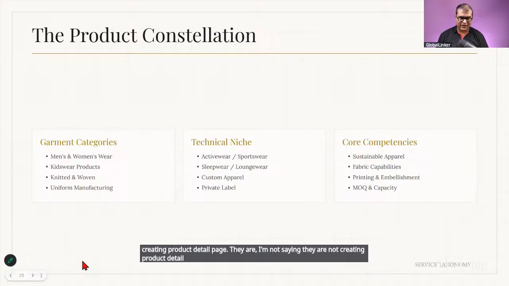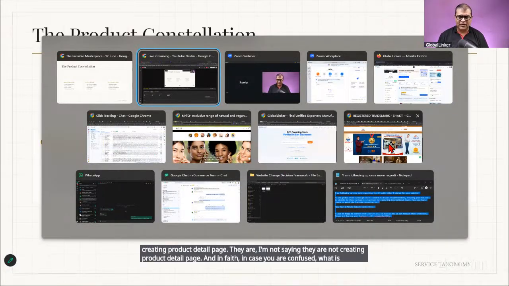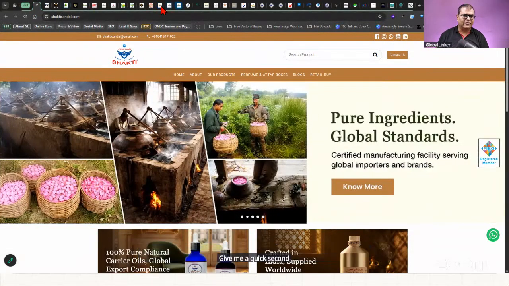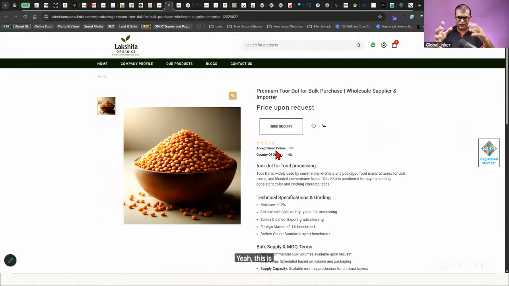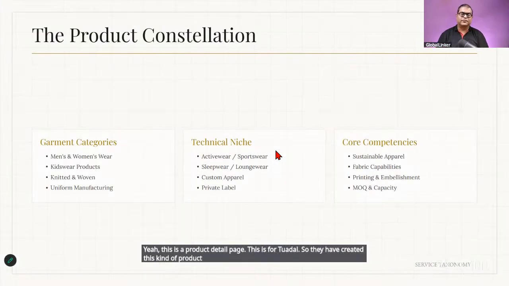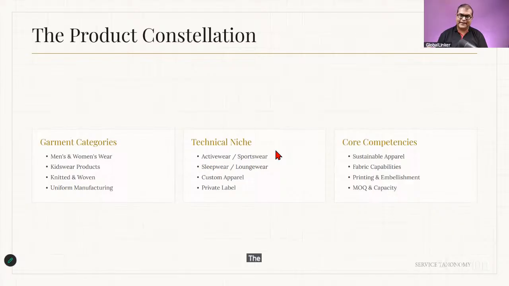And in case you are confused, what is a product detail page? So give me a quick second. I may have something open here. Yeah, this is a product detail page. This is for Tuadal. So they have created this kind of product detail page. Now, the question is, is that enough?